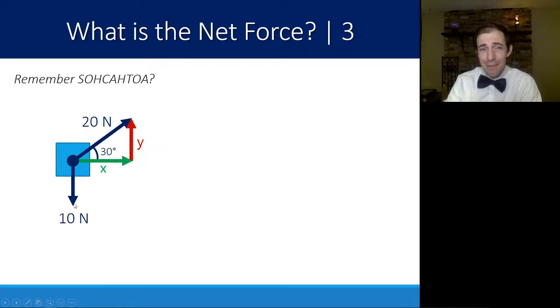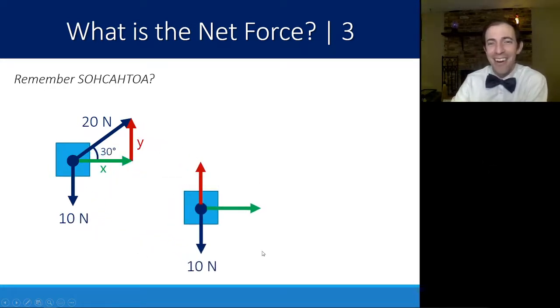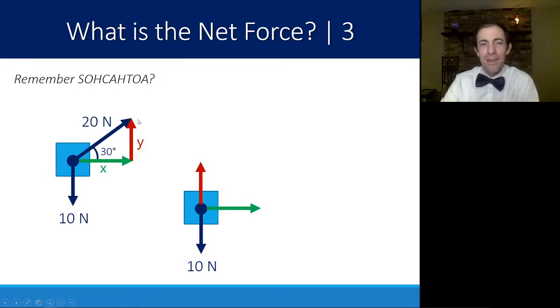First, the reason this is going to be useful is now, instead of using this 20 newton vector, I'm going to redraw this with just the x and the y in its place. Check this out. So now I have another diagram where I've got the y, the x, and this 10 newton force that I knew ahead of time. So in order for me to simplify this further, I need to figure out the magnitude of this y and this x. And to do so, I'm going to use SOHCAHTOA.